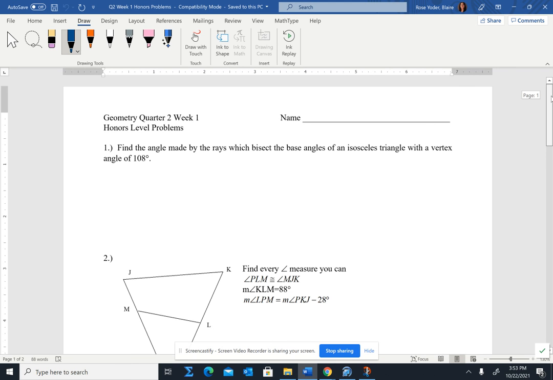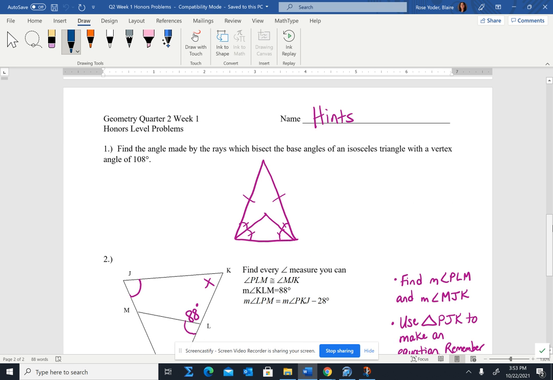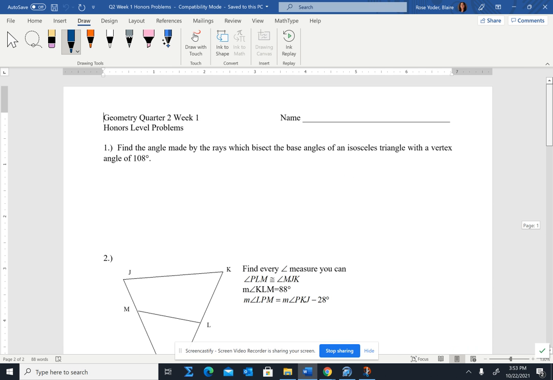Something weird happened this week. You might have noticed that I put some hints in there, and I don't know why, but when I saved it as a PDF, the hint to the first problem didn't show up. But it looked like a lot of you came up with a good way to start it anyway, which was to draw a picture of an isosceles triangle. And it says that the vertex angle is 108, which means you can find what the base angle is.